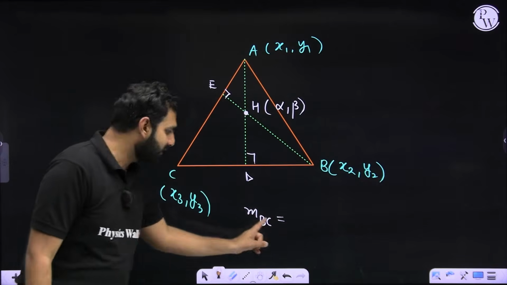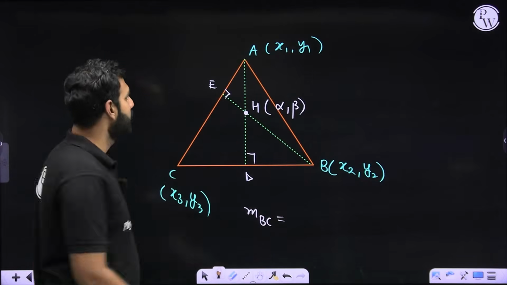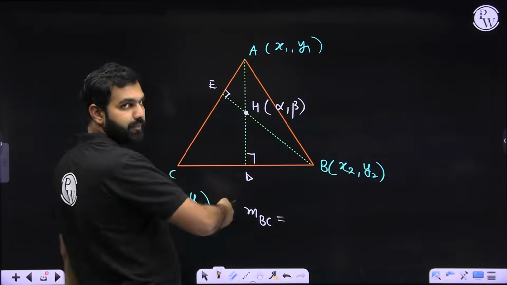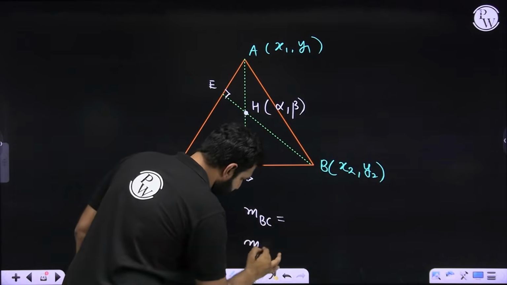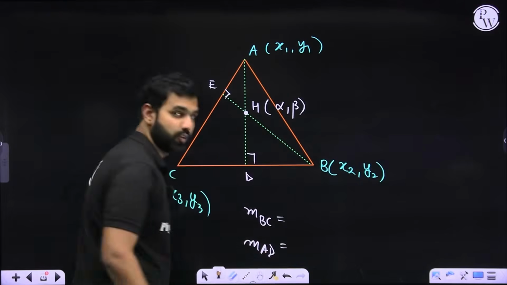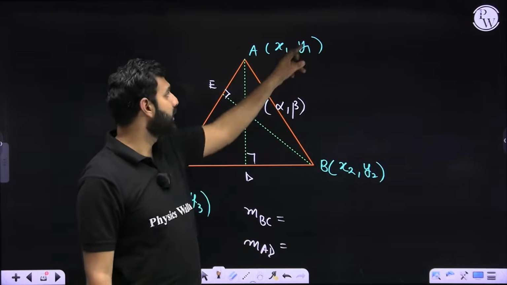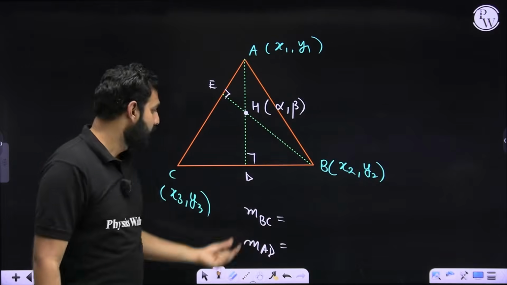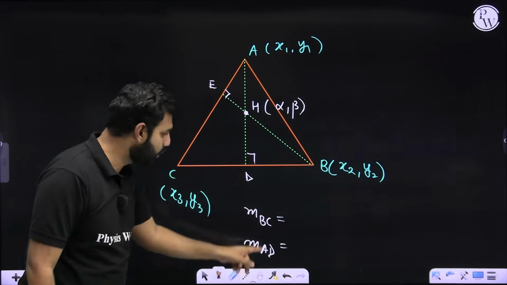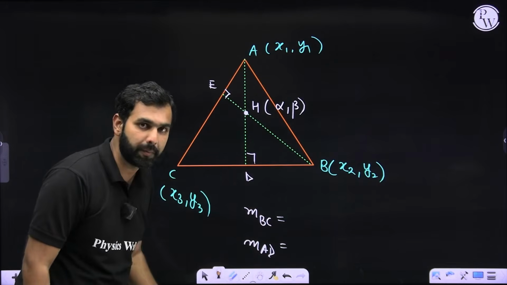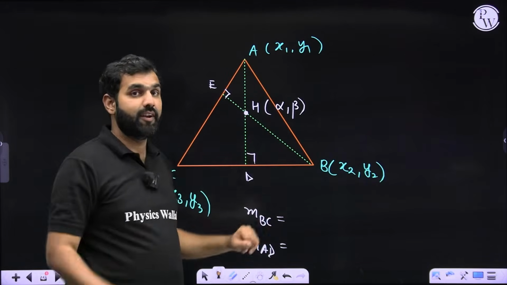So we have the slope of BC. We can find it out. Can you find the slope of AD? Because on AD, AH lies. So can I find the slope of AD? Yes. I can find the slope of AD in terms of alpha and beta: beta minus y1 upon alpha minus x1. So we know that these two lines, BC and AD, are perpendicular. So the product of their slopes will be -1. So I'll get one equation in alpha and beta.